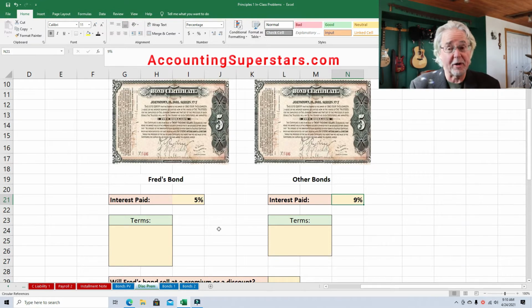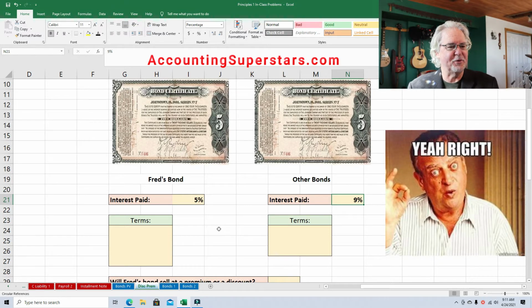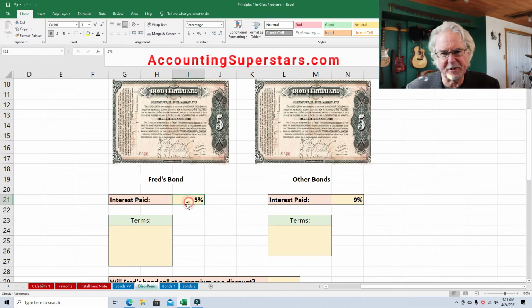So if you were an investor and you had a choice between Fred's bonds or other bonds that were similar, other people wanting to raise money, I'm sure you would choose the other bonds, right? Okay, so you would go for the 9%. I mean, I would. And so what's Fred going to do here? Will Fred's bonds just not sell?